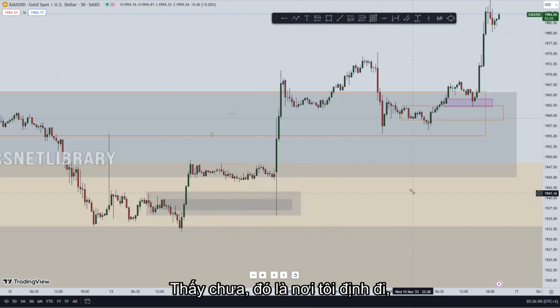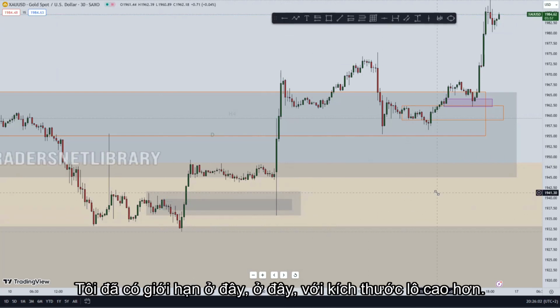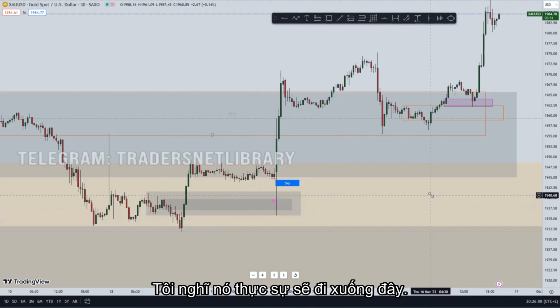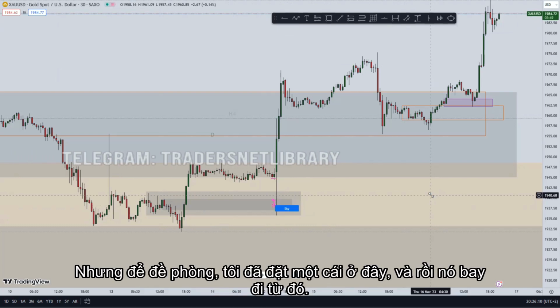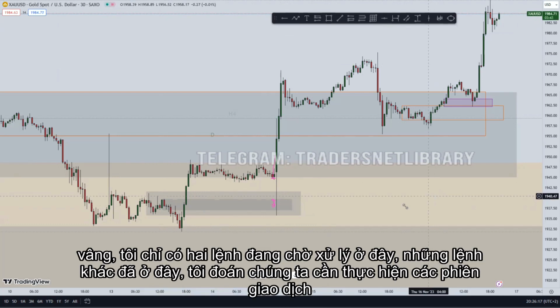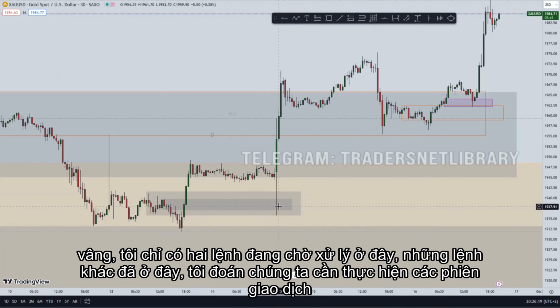That's where I planned to take it. I had a limit here with a higher lot size, but I had a small one here. I thought it was actually going to go down here, but just in case I had put one here, then it just flew from there. So I had to leave the limit after. I had only 2 pending orders here.